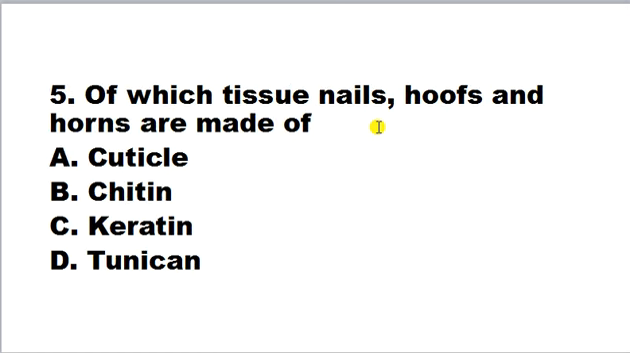Of which tissue are nails, hoofs and horns made up of? Cuticle, chitin, keratin, tunicin. So correct answer is keratin. What is keratin? Keratin is a fibrous structural protein and it is a key structural material of our hair, nails, hooves, horns, claws and the outer layer of human skin. So nails, hooves and horns are made up of keratin.